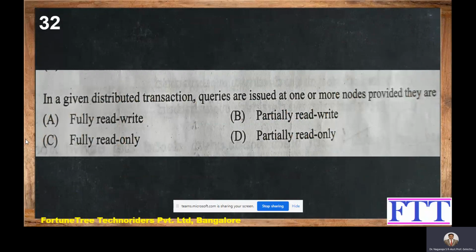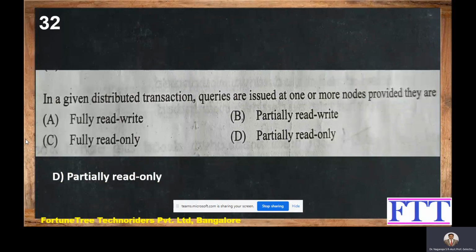So in a given distributed transaction, queries are issued at one or more nodes provided they are... So it's a distributed transaction. Okay, so here option A, fully read and write. Option B, partially read write. Option C, fully read only. Option D, partially read only. So the right answer is option D, partially read only.